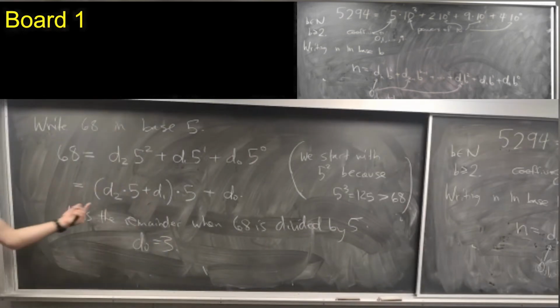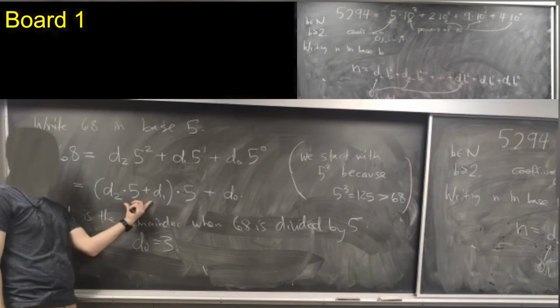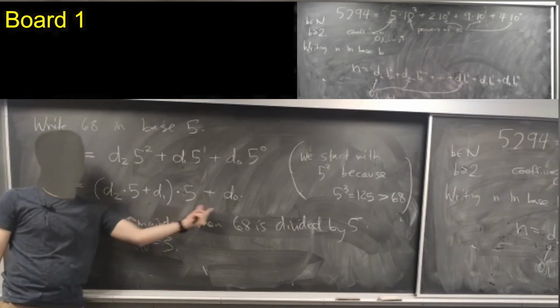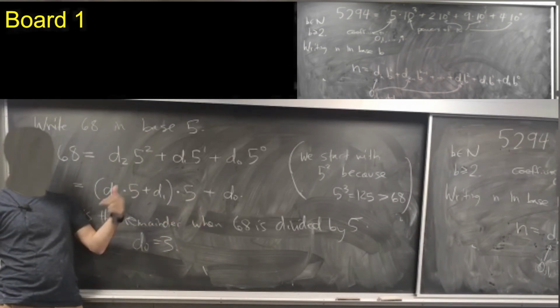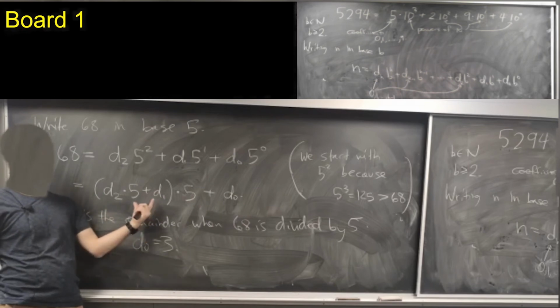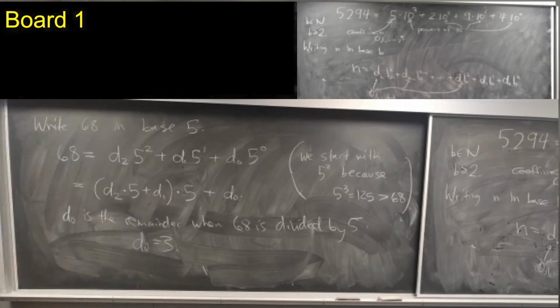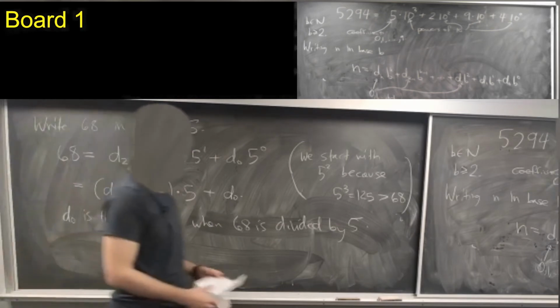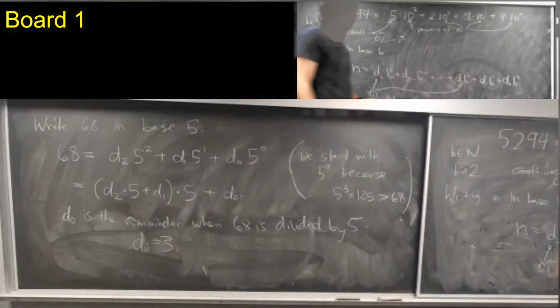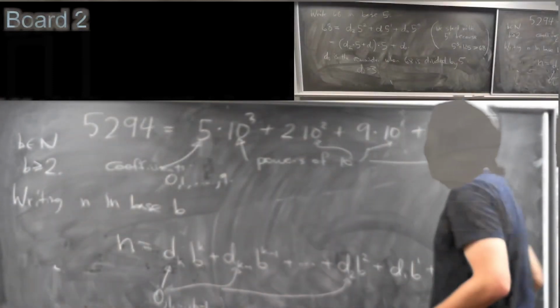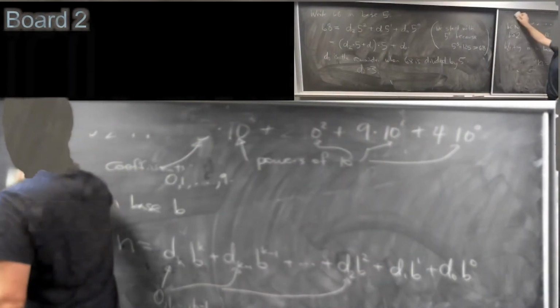Because really, we've written 68 as some integer times 5 plus d0. And d0 is between 0 and 5 minus 1, so it has to be the remainder. There's no other choice. The remainder is unique. Okay. So now we can use that to help us get the next number.